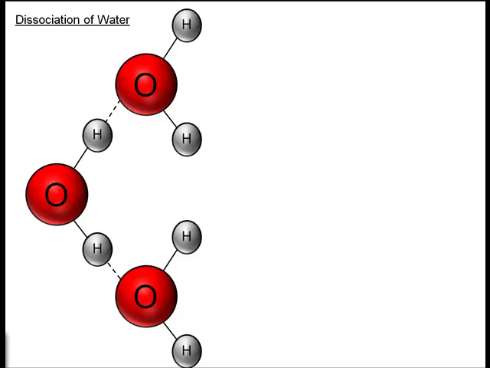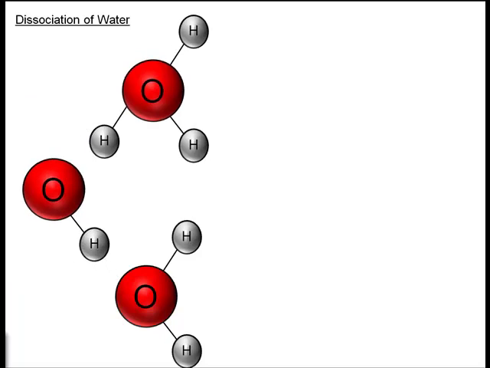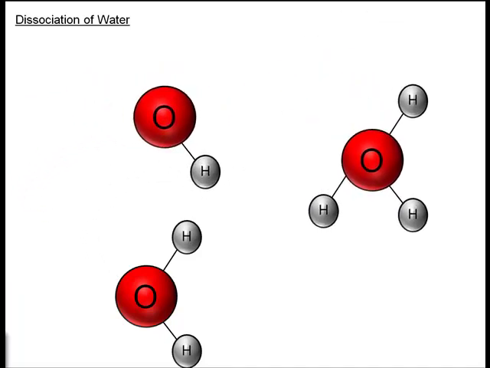Water molecules often go through a process called dissociation. We can use this illustration to show what happens in that process. If you focus on the bonds between the water molecules, you'll notice that some bonds break down while new bonds form, and this gives rise to two new molecules. One of them is the hydronium ion, and the other is the hydroxide ion.